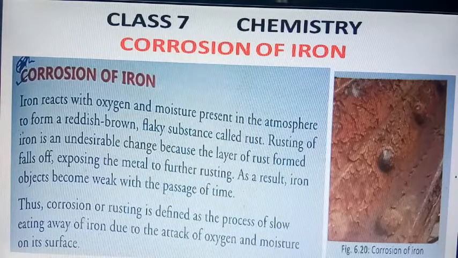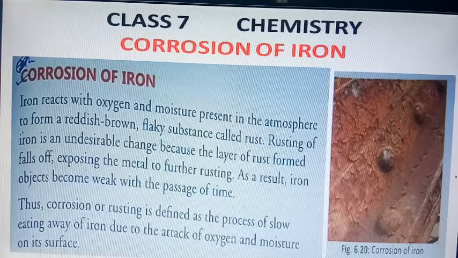So when iron comes in contact with oxygen from air and water, there will be a chemical reaction. Iron undergoes an oxidation reaction. So this process of eroding away iron by air and water is called corrosion. Iron reacts with oxygen and moisture present in the atmosphere to form a reddish brown flaky substance called rust.